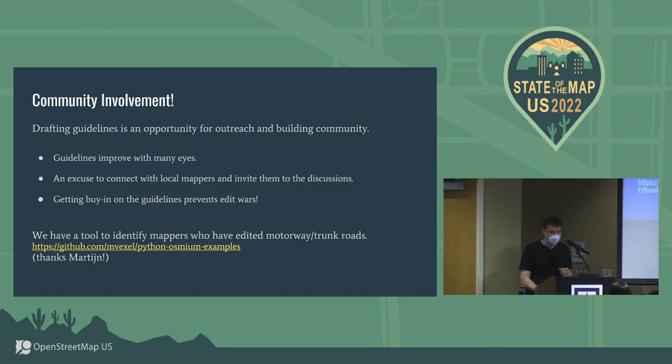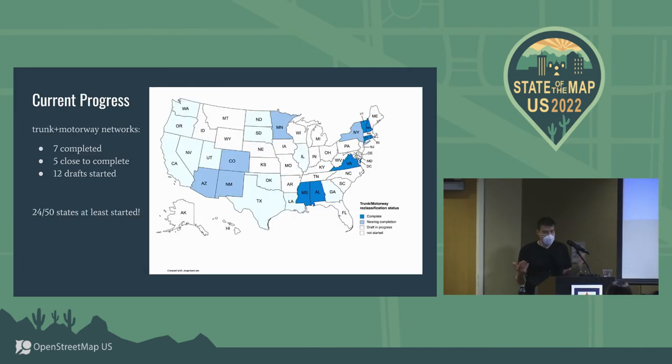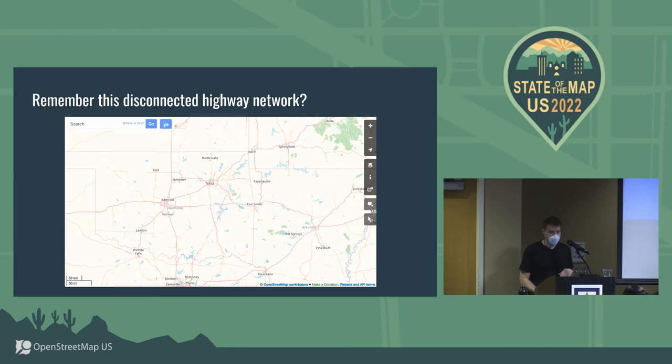So at this point, the trunk and motorway networks, the top level, have been completed in 7 states, and 5 more states are very close to complete. They have their drafts in progress, the mapping is happening, they're almost there, and another 12 states have drafts started. So that's almost half of our states making some progress on getting these state-level classification guidelines in place.